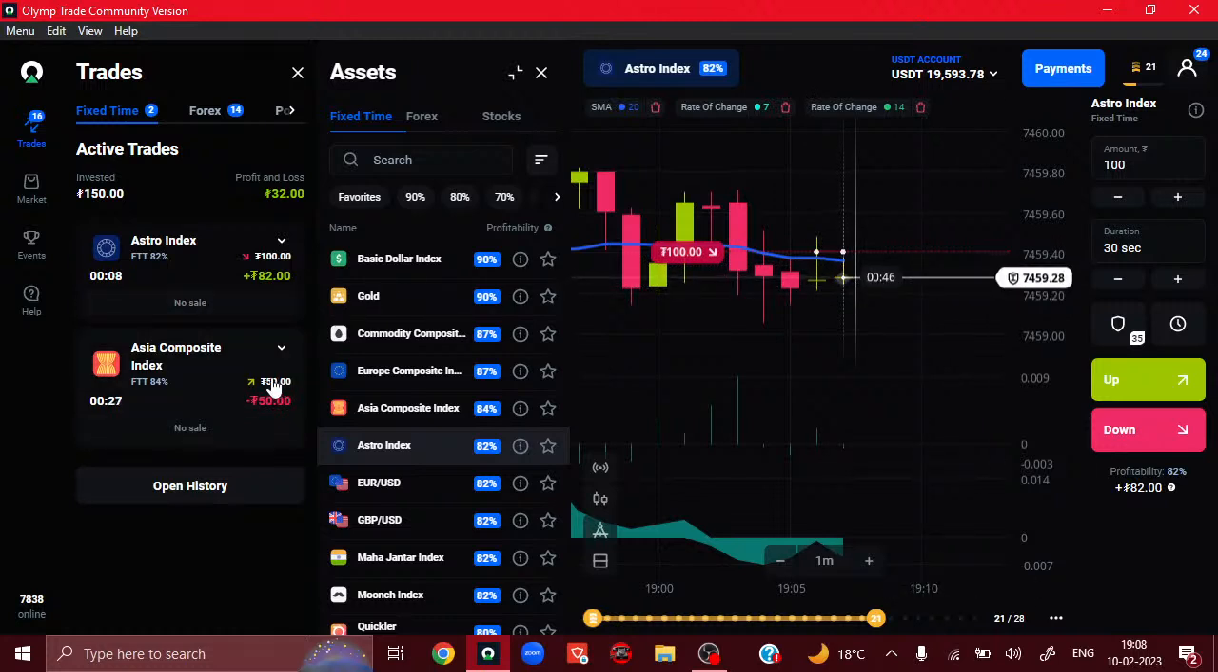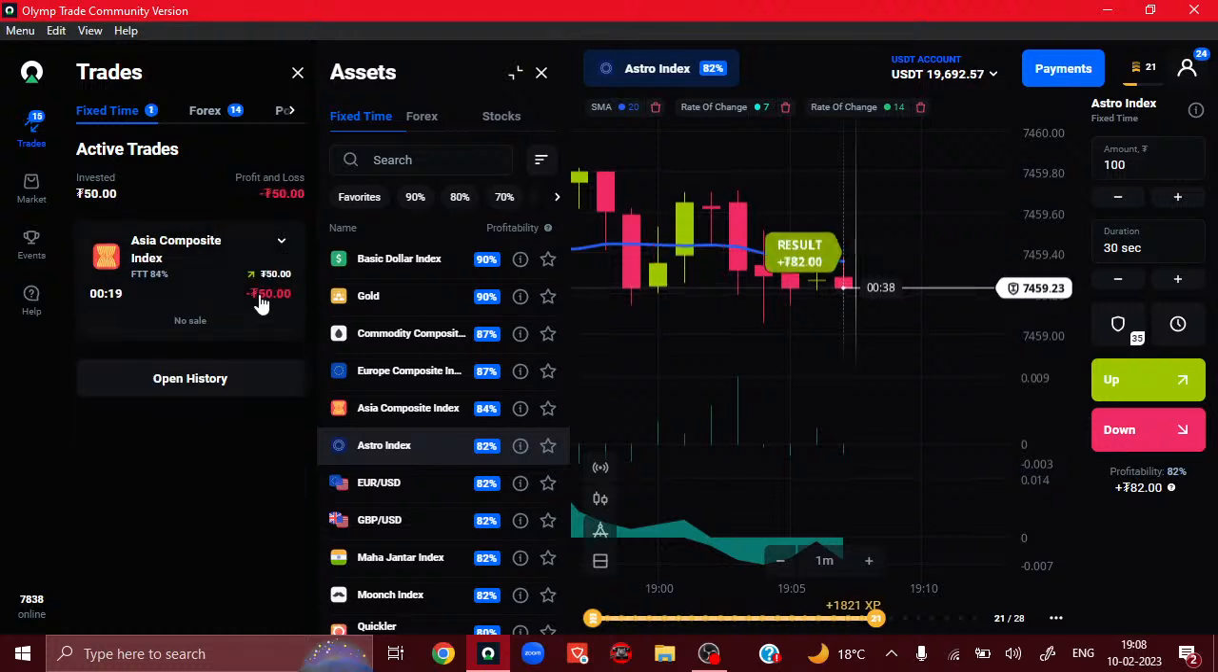So this is how you can use the martingale. The previous loss got recovered along with some profit as well. So now the overall profitable situation is somewhere around 200 USD, and I will now close this session for trading.